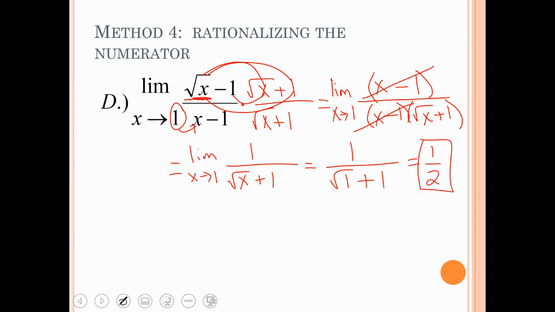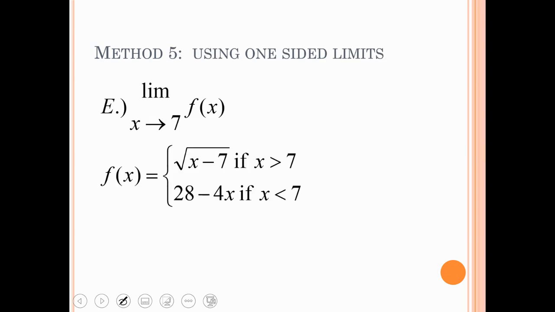So rationalizing the numerator is something just to get used to thinking about. You multiply by the conjugate of the numerator, and you multiply the top and the bottom by that same number. Don't multiply out the denominator, but multiply out the numerator, and usually something will end up canceling out. You can then do direct substitution.